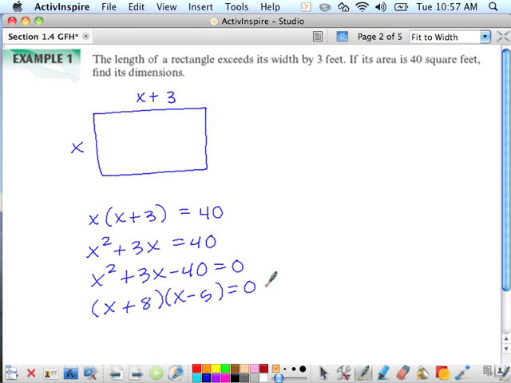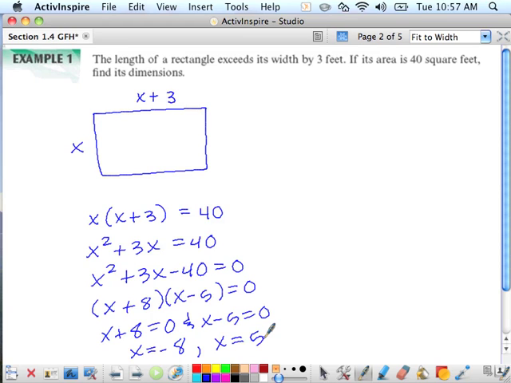But I haven't solved yet. What are the 2 solutions? X plus 8 equals 0, and x minus 5 equals 0. So it looks like negative 8 and positive 5. What are the units here? Feet. So either x is negative 8 feet or positive 5 feet.